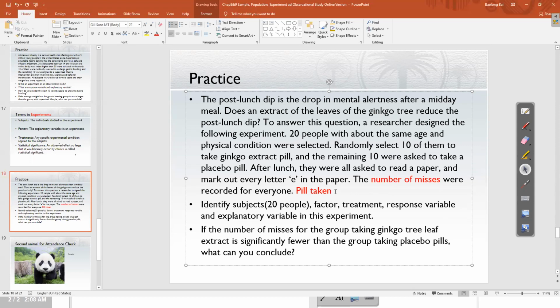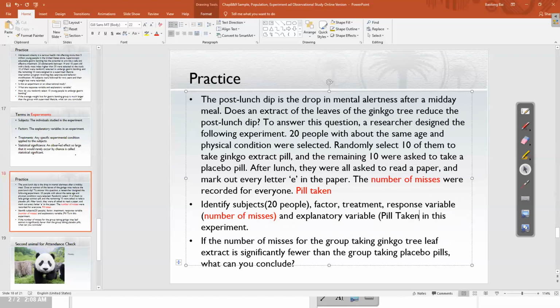Which one causes which? The one being caused is the response variable. The one that's causing is the explanatory variable, right? So the number of misses will be the response variable. And the explanatory variable will be, of course, the pill taken. Right? So if you realize the pill taken is the explanatory variable, then the factor is automatically the explanatory variable.